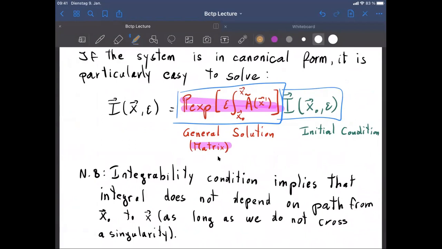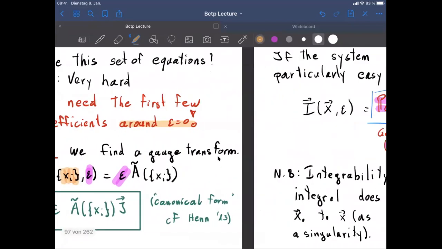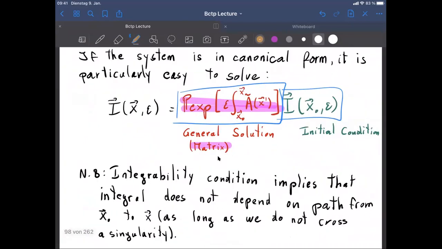Well, remember that I only care about the first few coefficients around epsilon equals 0. And you see now that the only place where epsilon appears is in this exponent. So if I expand this path-ordered exponential in epsilon, I can just truncate it trivially, because the expansion is trivial. It's the exponential of epsilon times something.